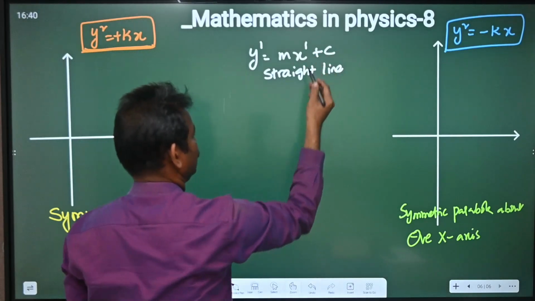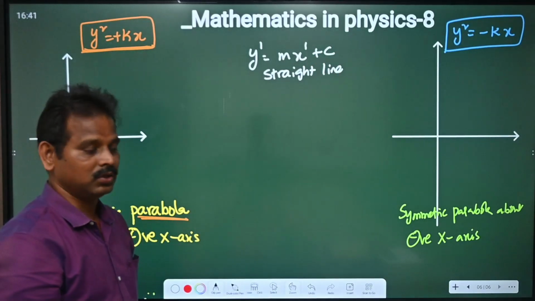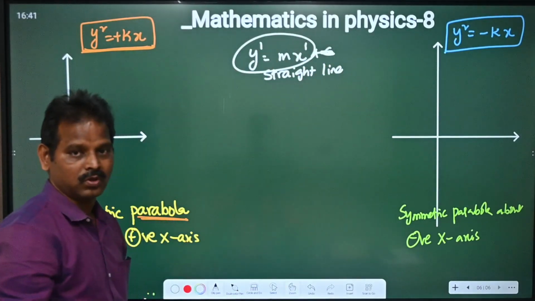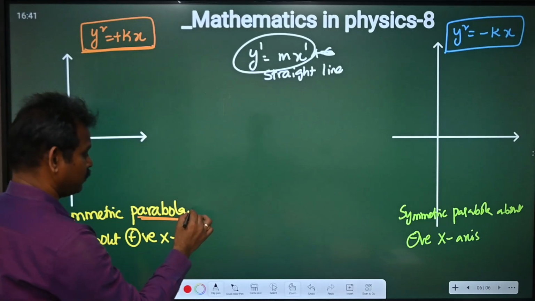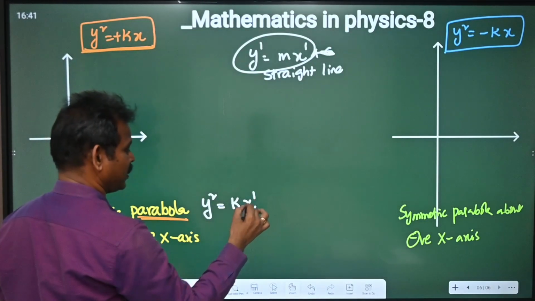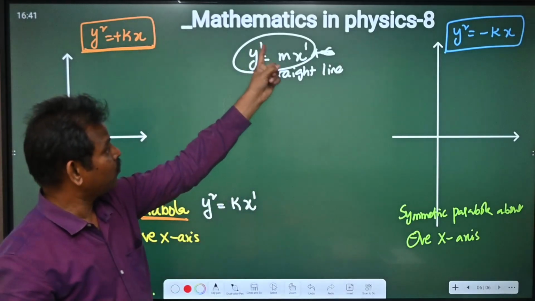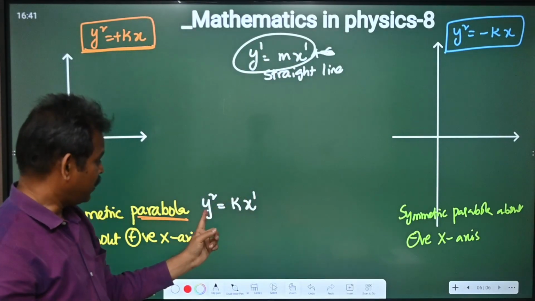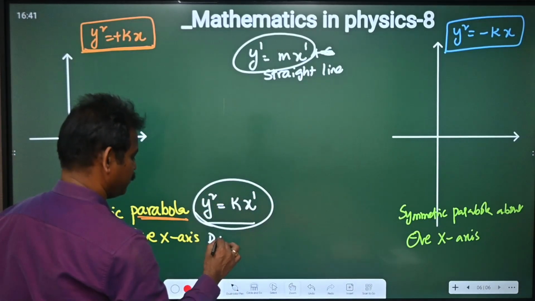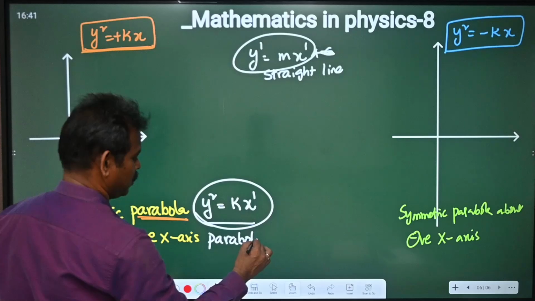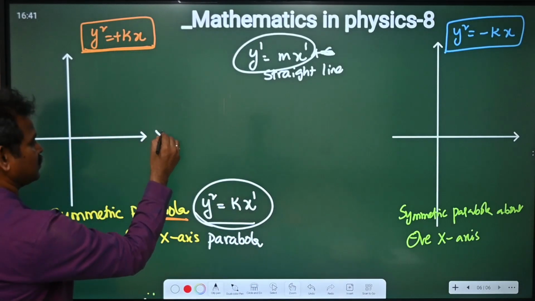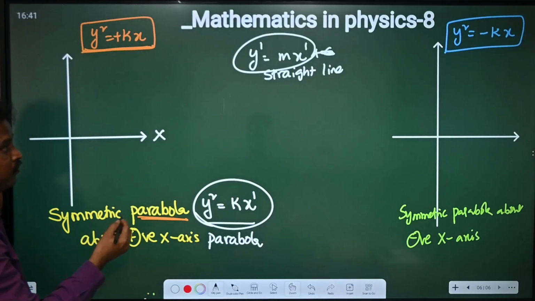And if it is c, then it is not passing through the origin. If it is just y is equal to mx, it is a straight line passing through the origin. But for a parabola, please remember y square is equal to plus kx power 1. Here y power 1, x power 1 is a straight line. Y power 2 and x power 1 always represents a parabola, and it is symmetrical about the x-axis. We will see this is the x-axis, and we will draw the graph for this one.